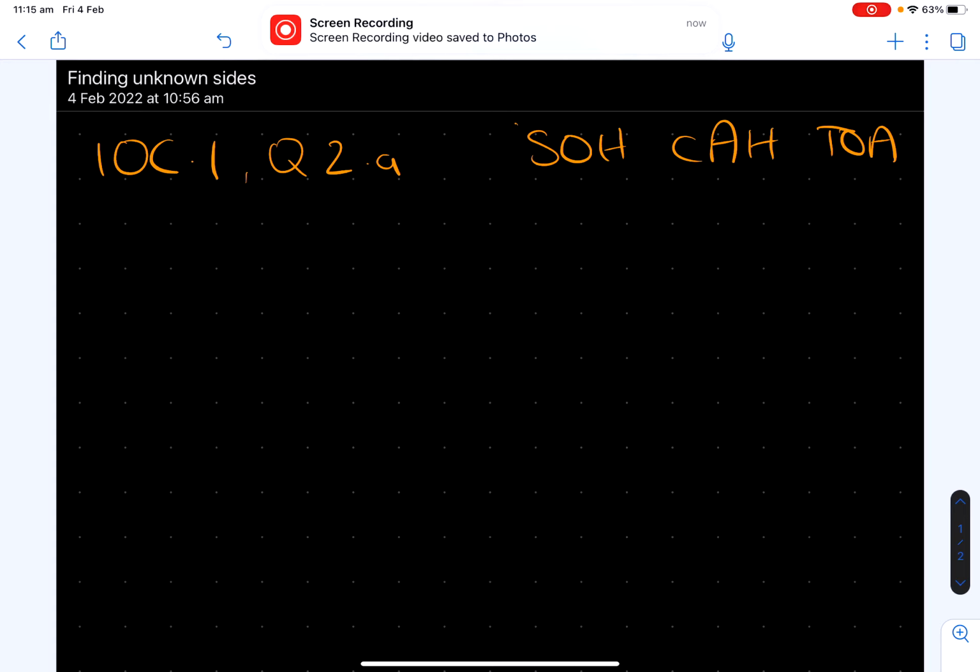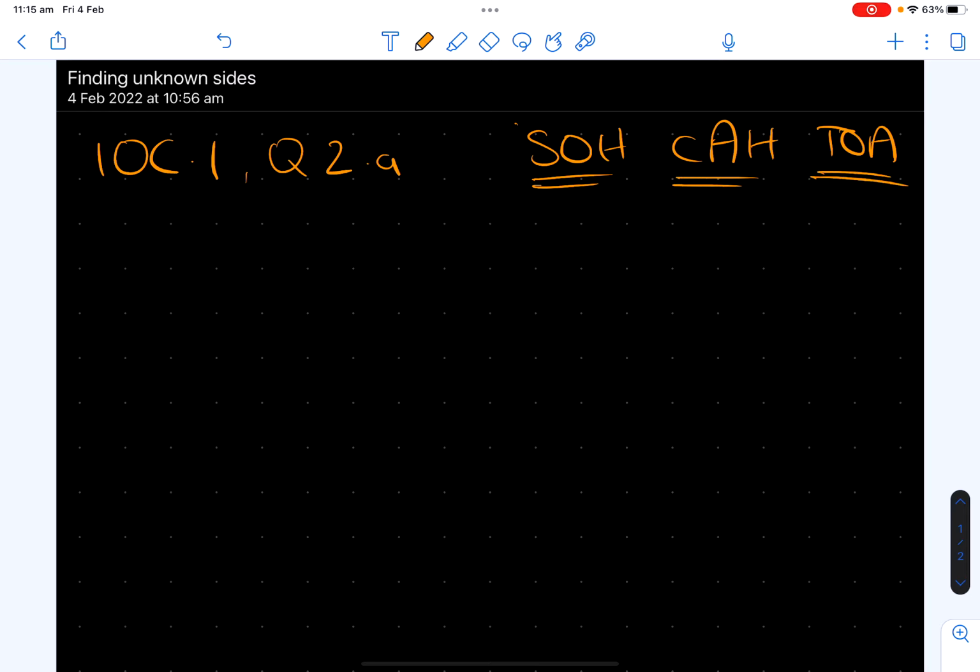Hello. So I'm going to be showing you how to calculate the unknown length of a side of a right-angled triangle using trigonometry and specifically SOH CAH TOA. So we're going to follow a few steps. The first step I'm going to suggest is to draw the triangle.